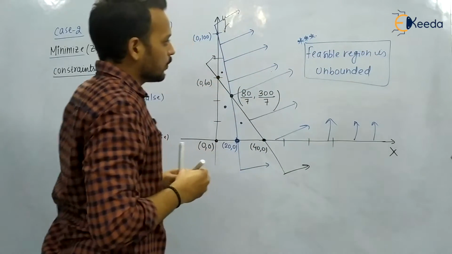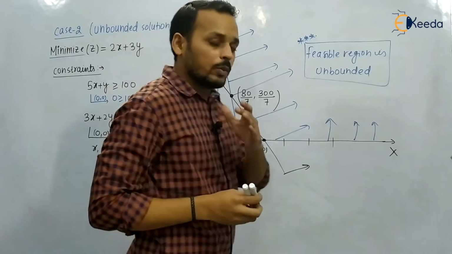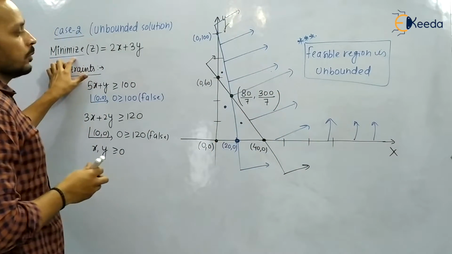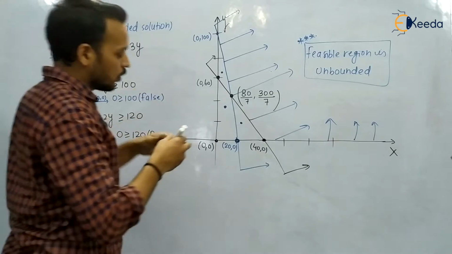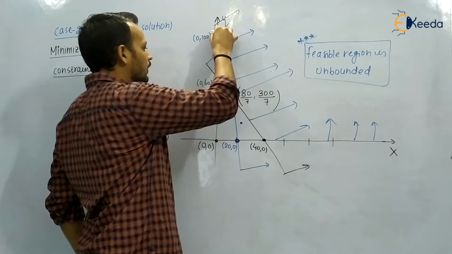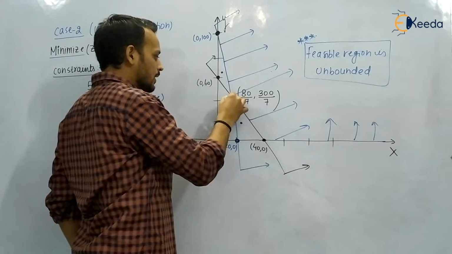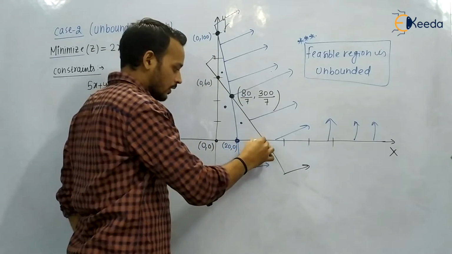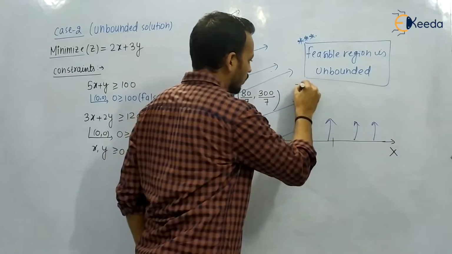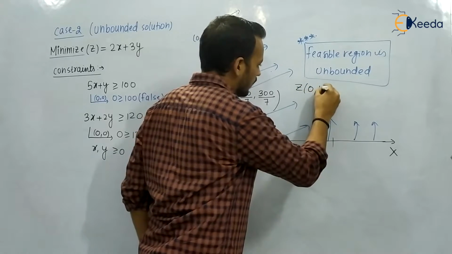Okay, so what we have to do is find the optimal solution. The problem is minimization type, you can see. So we will put in the corner points. The first corner point is (0, 100). The second corner point is (80/7, 300/7), and the third corner point is (40, 0). So we will put in the corner points. The first corner point is (0, 100).